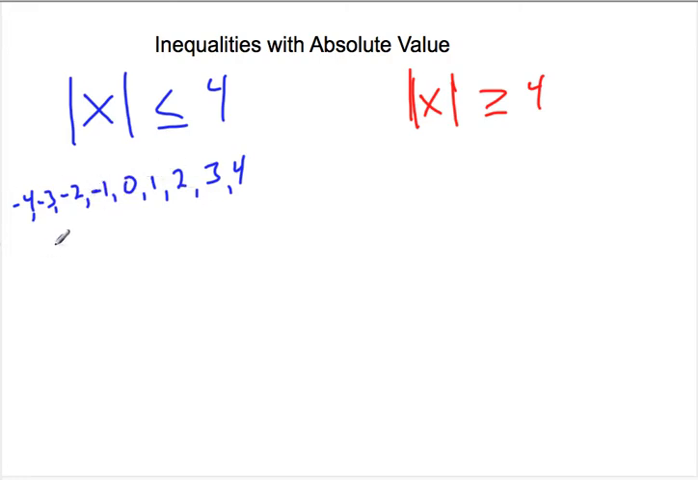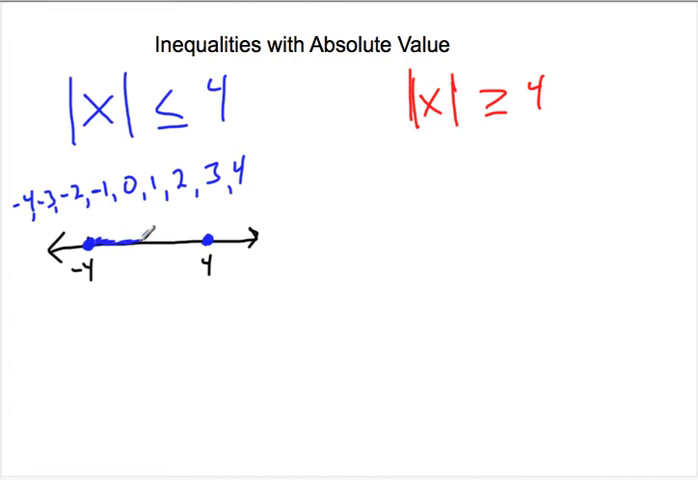But to graph that, we're going to need, that's a pretty bad graph, isn't it? Let's try that again. So we need a -4 and we need a 4. And it's basically everything in between -4 and 4.